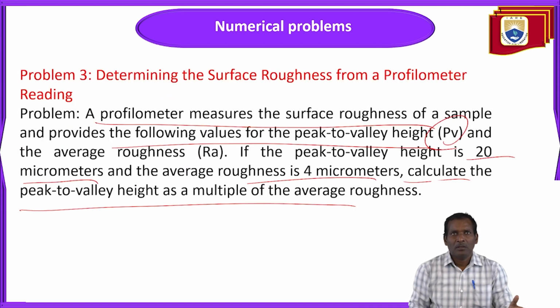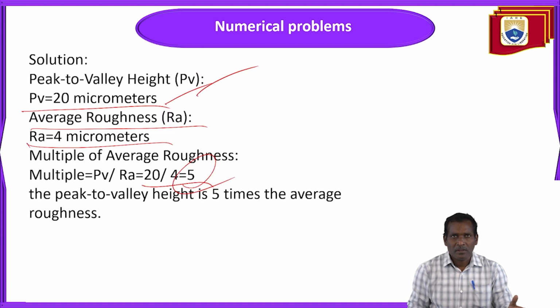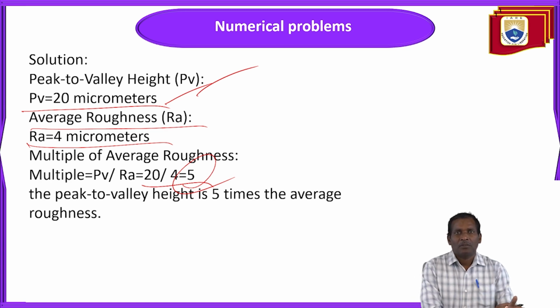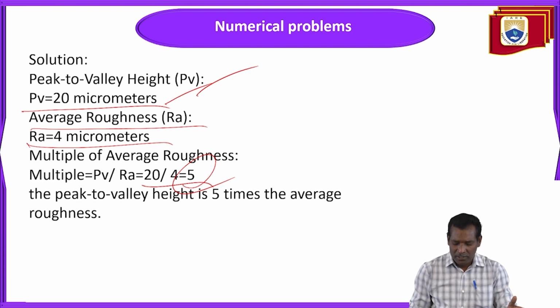Clear? So in this, we have a profilometer measurement, and by using this you need to calculate the surface roughness. The final answer: the multiple of average roughness is 5. Now the peak to valley height is 5 times the average roughness. Clear? So that is the solution for this problem.